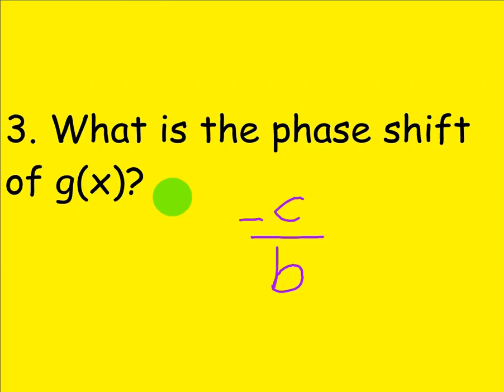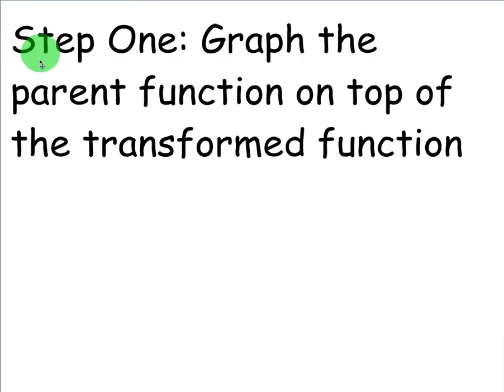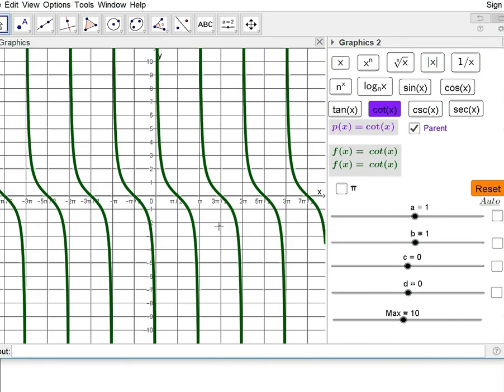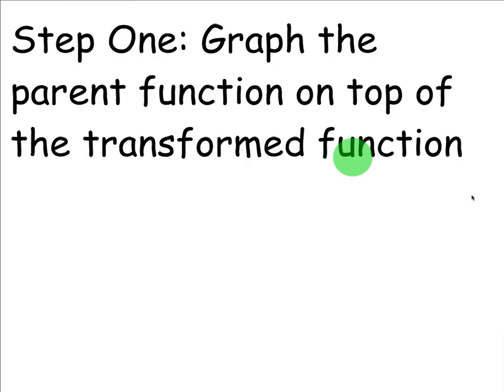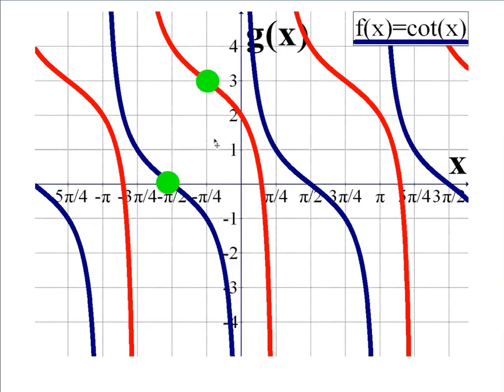Now, in order to understand phase shift, we have to know what the parent graph looks like, right? So let's go ahead and graph that on top of our transformed function. So for step 1, we're going to graph the parent function on top of the transformed function. Now, to know how to graph the parent function, you need to know those original x values ranging from negative pi to pi, and you need to know your unit circle really well. Okay, so I'm not going to keep telling you. You have to know those values like the back of your hand. So here is our parent function here in blue, our cotangent function.